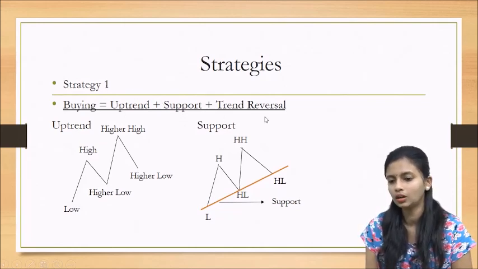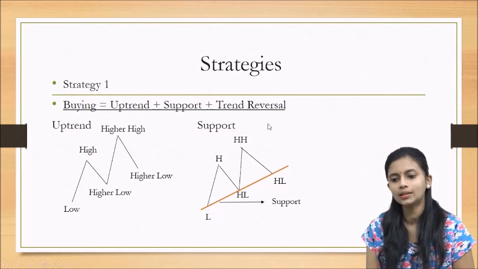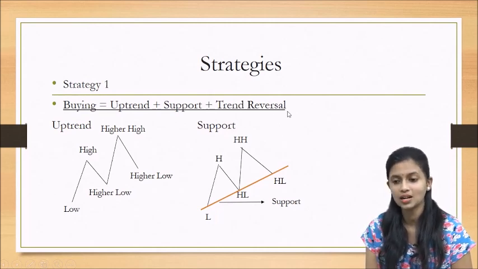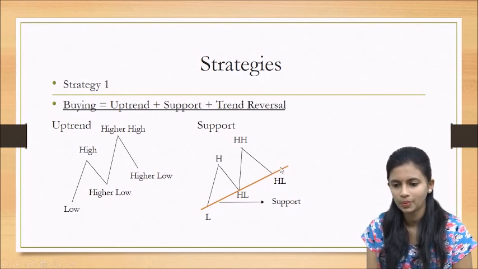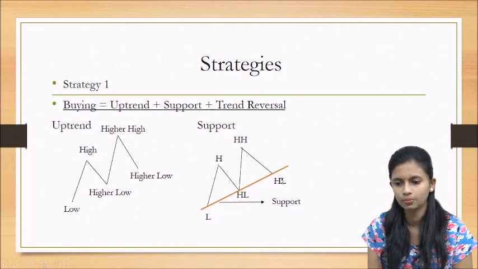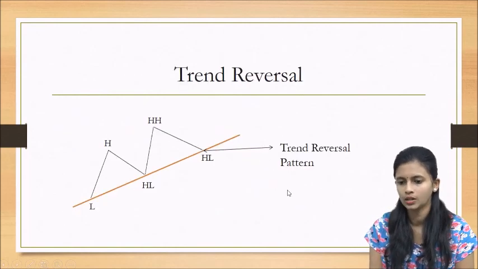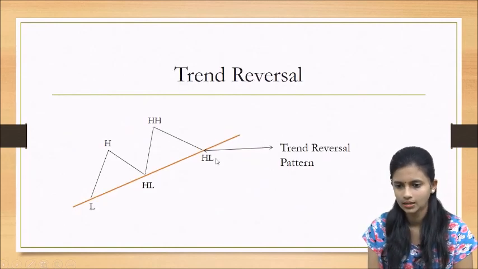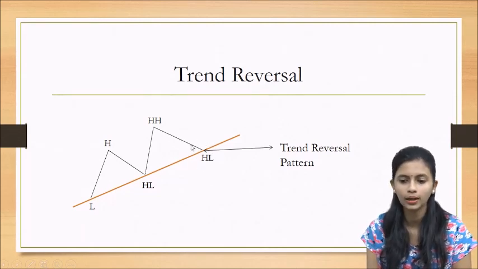So uptrend is there, support is there. Now what is the third thing required? That is trend reversal. Now where should this trend reversal be? Let's say this is low as 1, then 1, 2, 3, 4 and 5. At this 5th point, there should be a trend reversal pattern. You can see here, at this point, a trend reversal pattern is to be present. Then only you can apply this strategy 1.